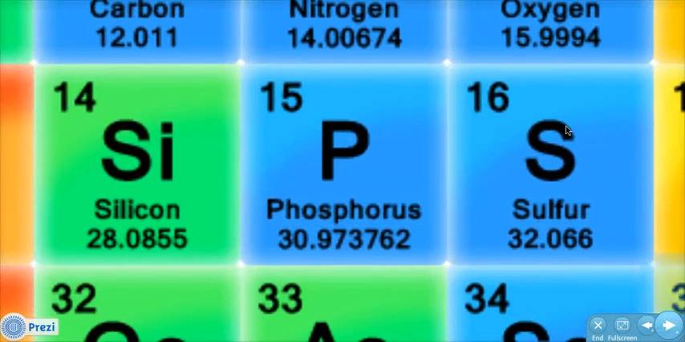This is phosphorus. Its chemical symbol is P. Like I said, it's phosphorus. And there are 15 protons in the nucleus of atoms of phosphorus. And its mass is 30.973762, or about 31 atomic mass units.